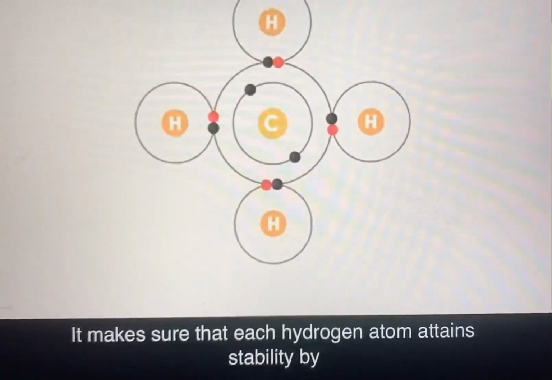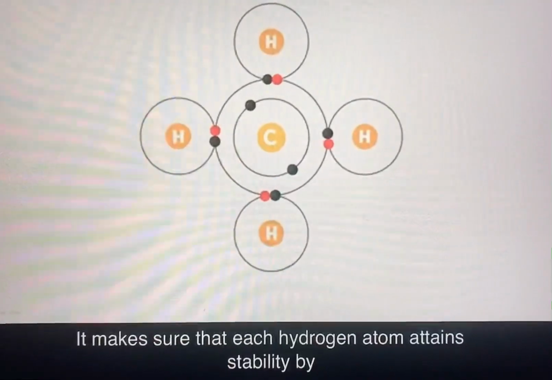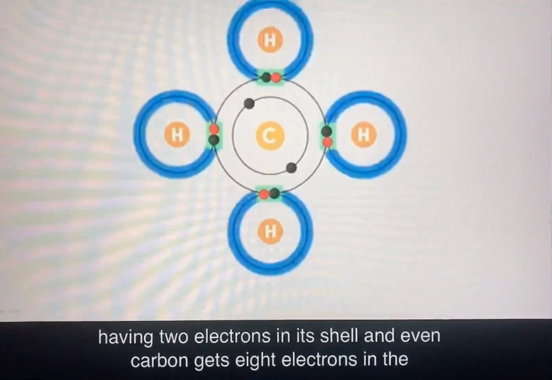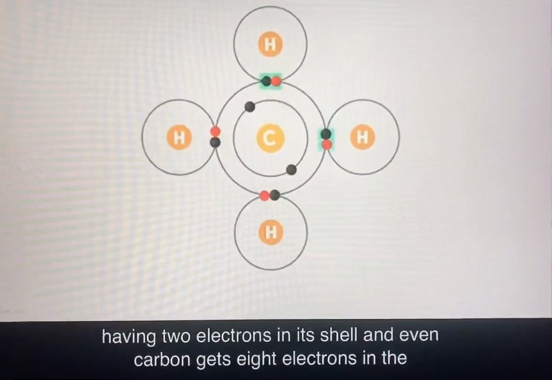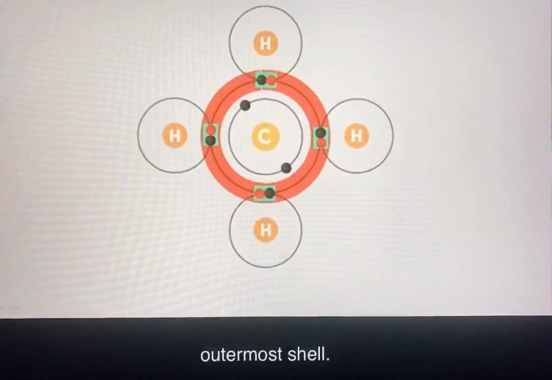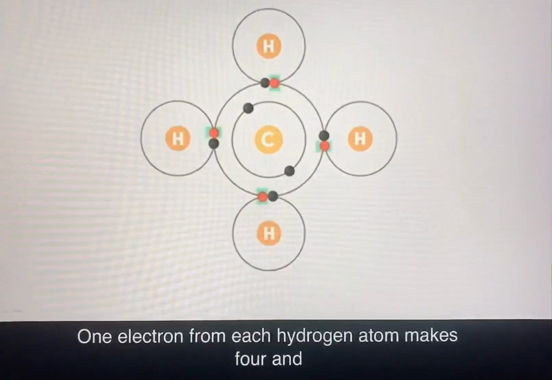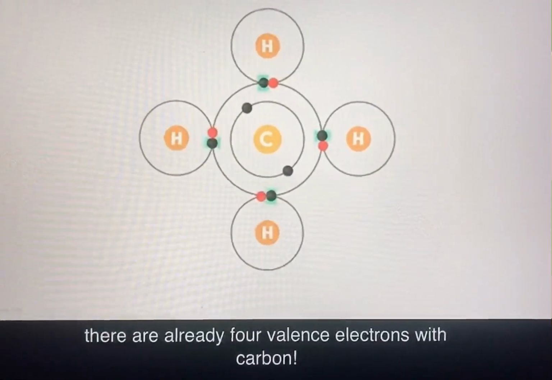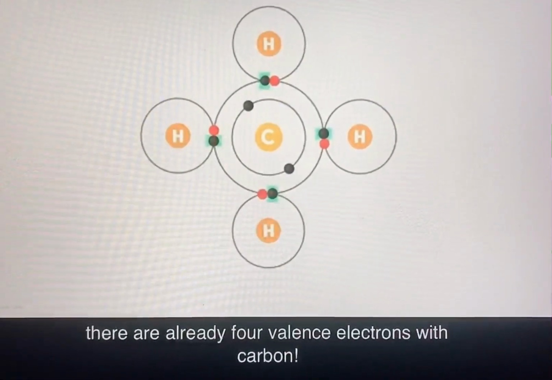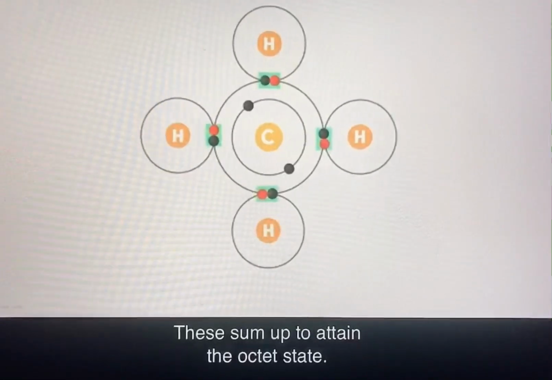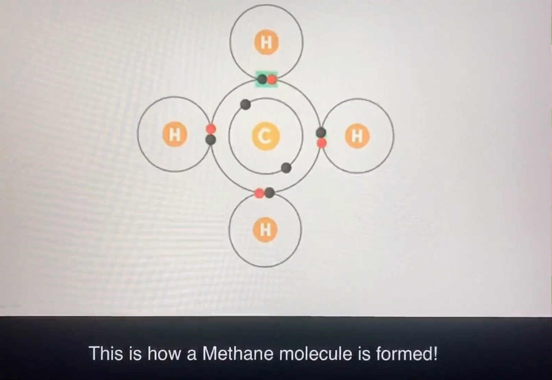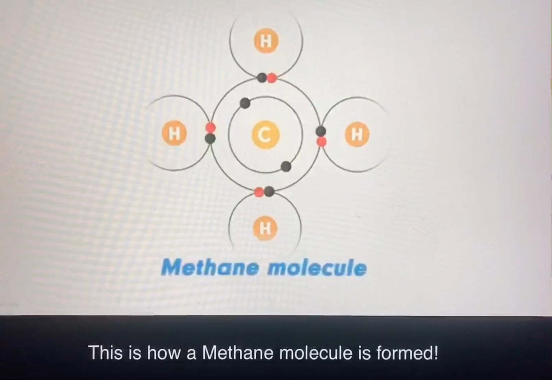It makes sure that each hydrogen atom attains stability by having 2 electrons in its shell, and even carbon gets 8 electrons in the outermost shell. How? 1 electron from each hydrogen atom makes 4, and there are already 4 valence electrons with carbon. These sum up to attain the octet state. This is how a methane molecule is formed.